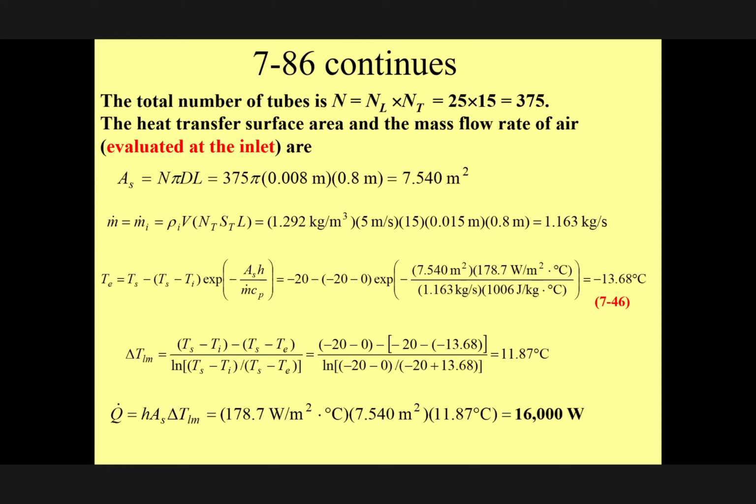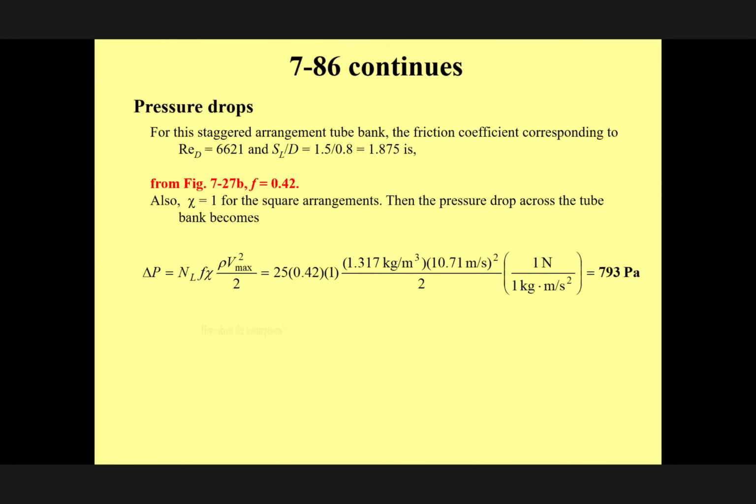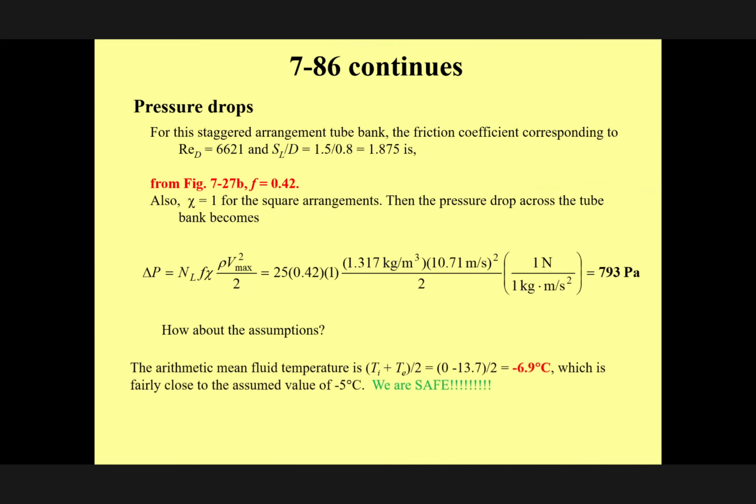Therefore, we can see I only made 1 degree of difference in temperature, okay? And with 1 degree, the physical property will not change dramatically. Therefore, here we are safe. We don't need to go back and verify it. The arithmetic mean temperature was minus 6.9, therefore we are safe, because coming in 0, leaving we calculated 13.7, divided by 2 is 6.9.